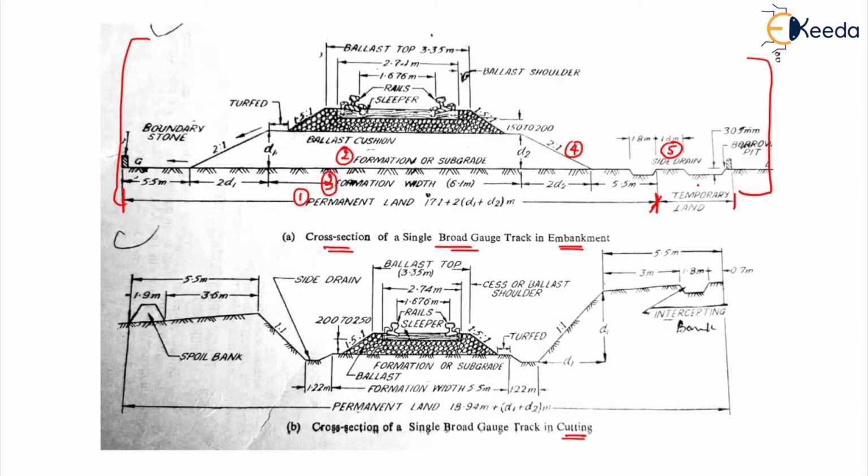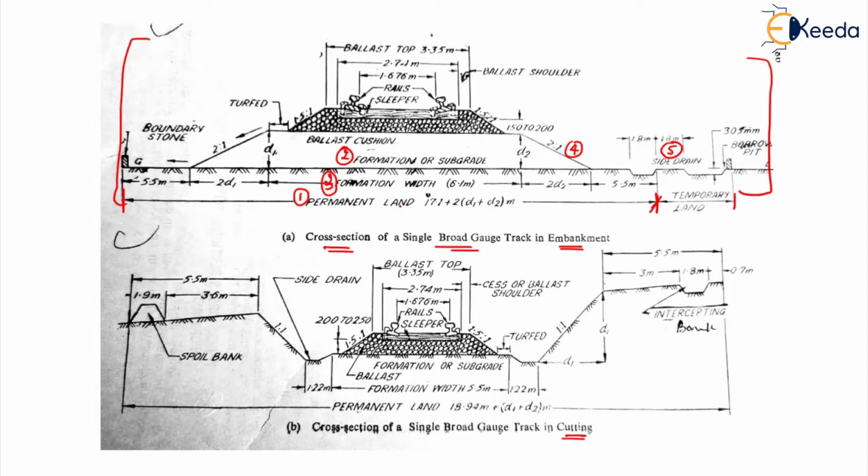This is called temporary land. After the construction of the railway track, it can be used for some other purpose. So from here to here is your permanent land. Now for this cross section, what is the permanent land width? It is 17.1 plus 2 into d1 plus d2. What are d1 and d2? D1 and d2 are the depths of your subgrade or the formation. D1 is the depth here and d2 is the depth here. If you add that depth, that much land should be present for your permanent land.